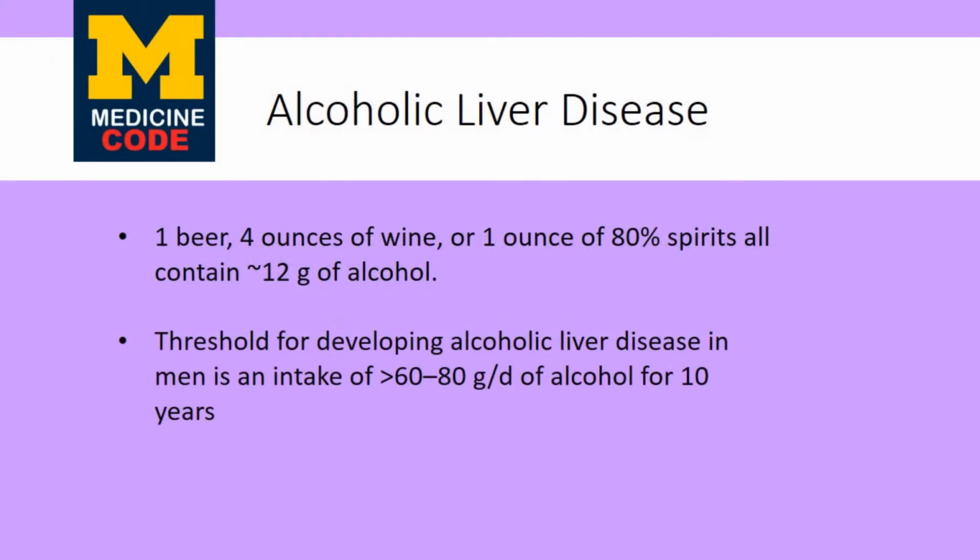Alcoholic liver disease occurs when a person consumes 1 beer, 4 ounces of wine, or 1 ounce of 80% spirits. All of these contain 12 grams of alcohol. The threshold for developing alcoholic liver disease in men is an intake of 60 to 80 grams per day of alcohol for 10 years.